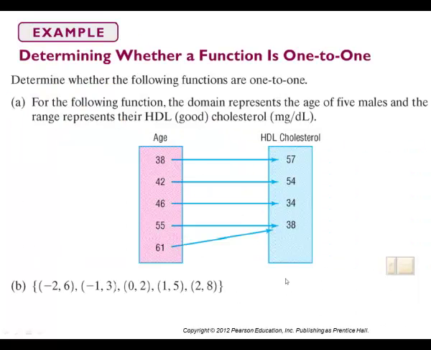Alright, here we have: determine whether the following functions are one-to-one. Again, for each x there's only one y, right? But is it one-to-one? For each y there's only one x. Well, this y has two x's in it. So even though it's a function, it's not one-to-one.